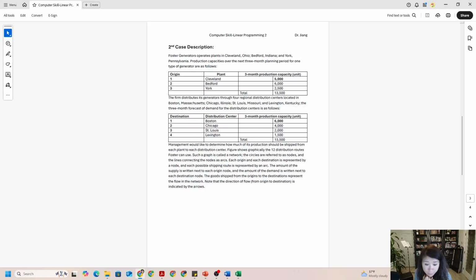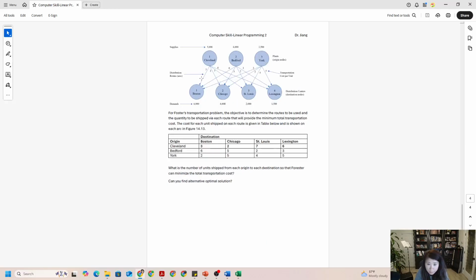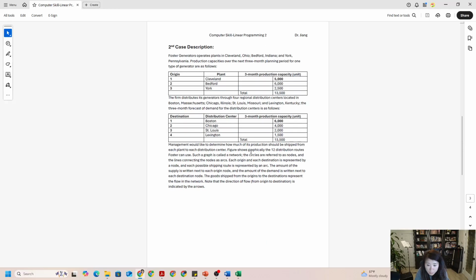Okay, so management would like to determine how much of its production should be shipped from each plant to each distribution center. The figure shows a graphic of the 12 distribution routes Foster can use. Such a graph is called a network. The circles are referred to as nodes, and the lines connecting the nodes are arcs. Each origin and each destination is represented by a node, and each possible shipping route is represented by an arc.